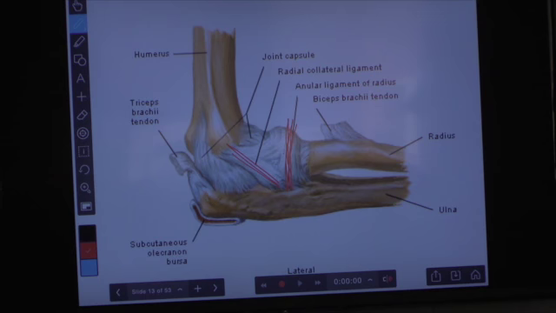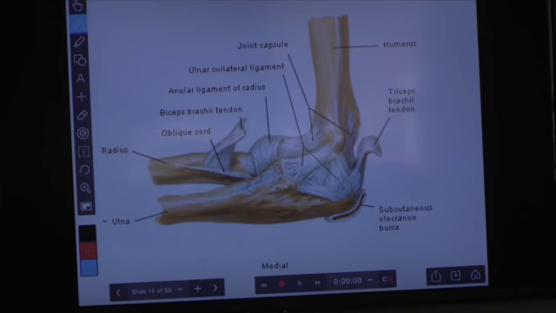The medial side is this way. On the medial side, we have the ulnar collateral ligament. The ulnar collateral ligament is right here. It is also made of a diamond shaped line. There, there, and that.